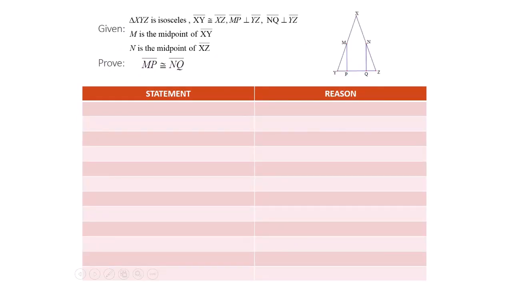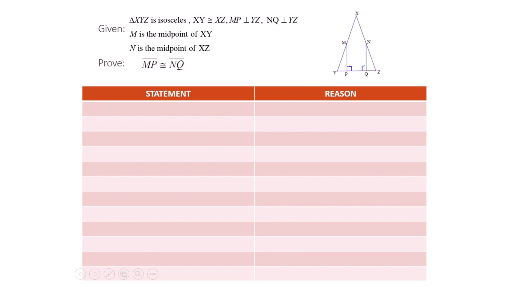All right, everybody, last proof here. So here we're given this isosceles triangle XYZ, the large triangle, and we're given that XY is congruent to XZ. We're given that MP is perpendicular to YZ, and so is NQ perpendicular to YZ. So we have a couple of perpendicular lines there. And we're also given that M is the midpoint of XY and N is the midpoint of YZ, right?